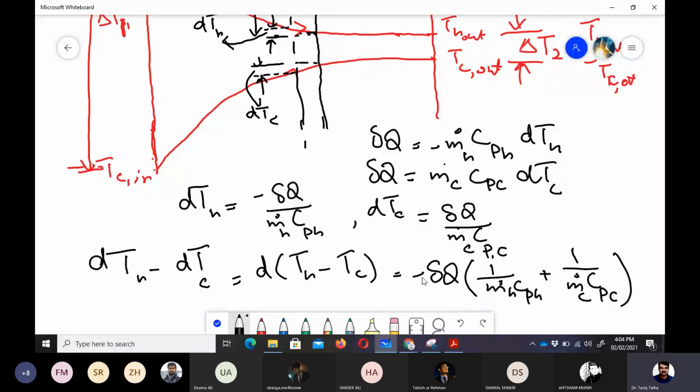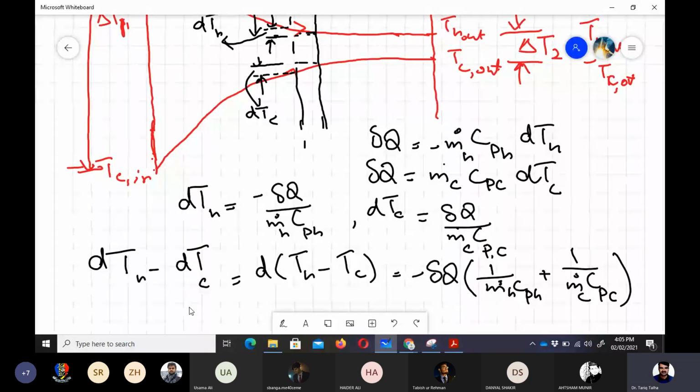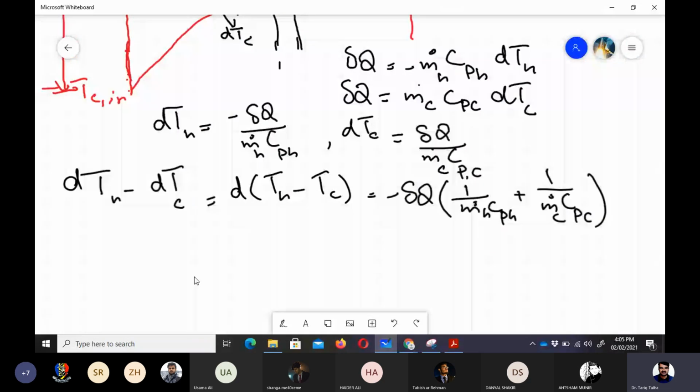Right. So why have we taken minus delta Q? Because we know that dTh is minus delta Q, so that would make it positive, and then because we are subtracting that, here it would also have been minus, so that minus is taken as a common factor here, and these two terms are with the positive sign.